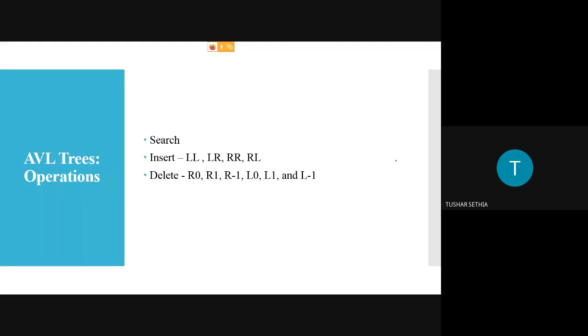It will be rotation or insertion? It will be rotations based on the insertions. You will insert an element. Got it. Exactly.